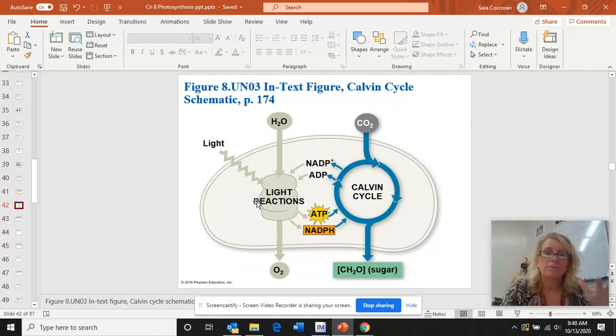So here we're done with the light reactions. We have made ATP and NADPH, and we're sending it over. I kind of consider this, we're paying the workers now.